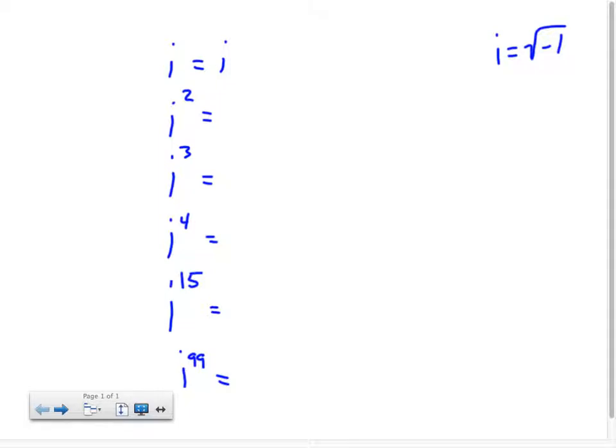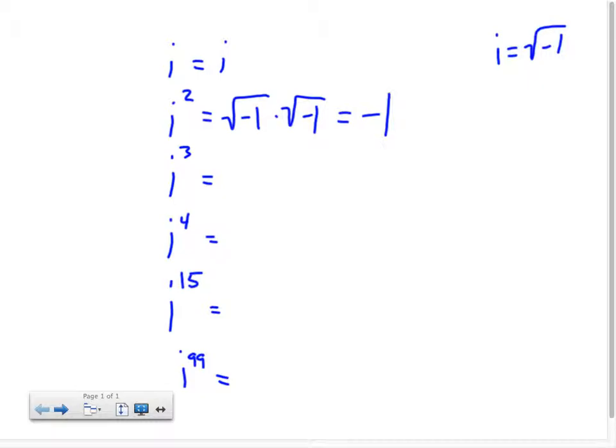i squared, on the other hand, let's think about what it really means. i squared is really i times i, which means it's really the square root of -1 times the square root of -1. Now, you may realize that the square root of something times the square root of that very same something equals the root. So in this case, the root is -1. So i squared is equal to -1.